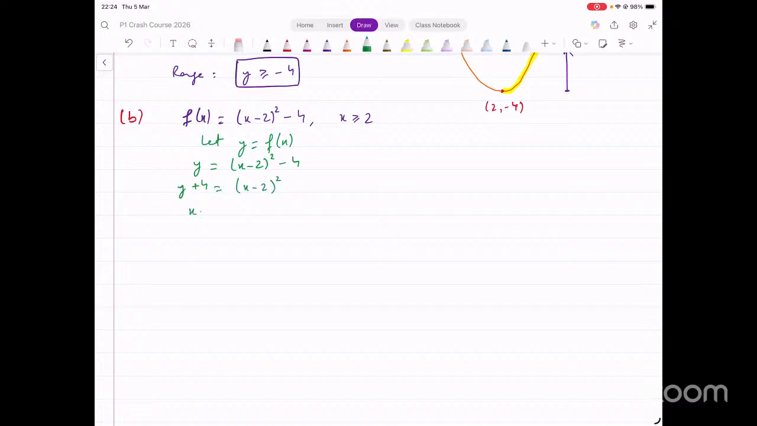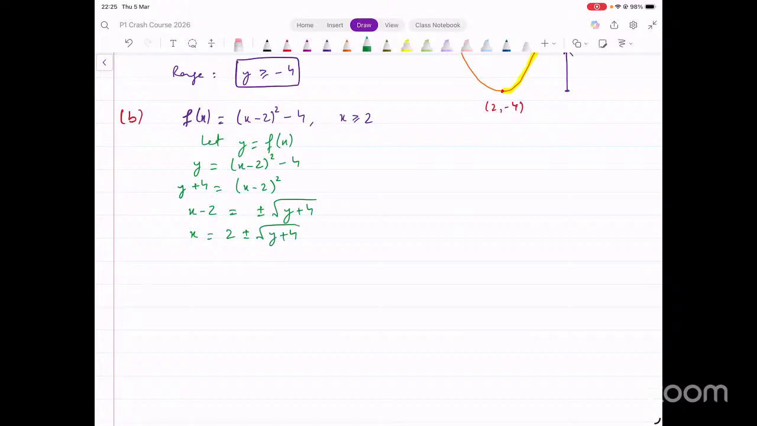Take square root on both sides, and that gives you x minus 2 equals, I'm writing this term on the left side, this on the right. Doesn't make any difference, right? So I take square root on both sides. That gives you x minus 2 equals plus minus square root of y plus 4. Now take 2 to the other side, and that becomes 2 plus minus square root of y plus 4, right?